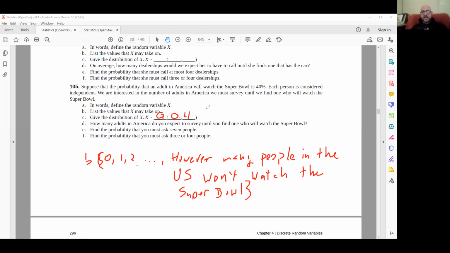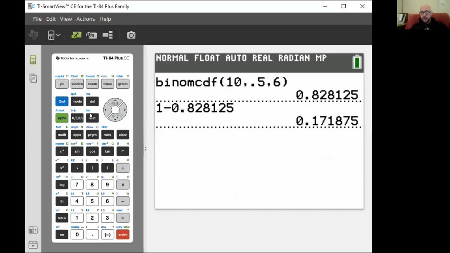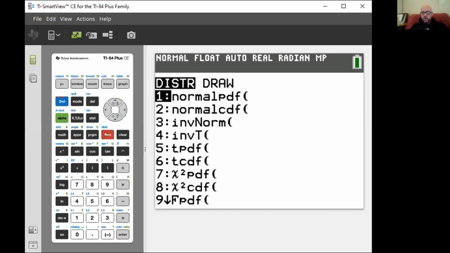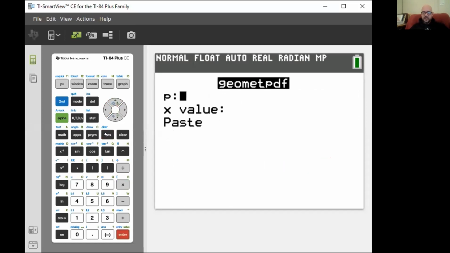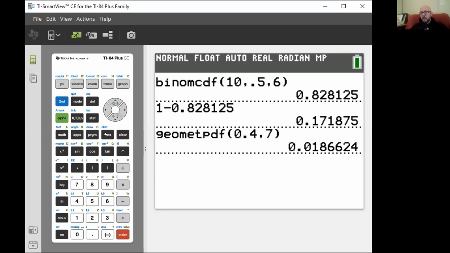Find the probability that you must ask 7 people. So we're going to go ahead and use geometric PDF. That's exactly 7 people, so the probability that x equals 7. Here we use PDF because it's equals. So I'm going to go to the calculator. We're going to go geometric PDF. Probability of success is 0.4. We're interested in the probability of asking 7. 1.86%. There you go.